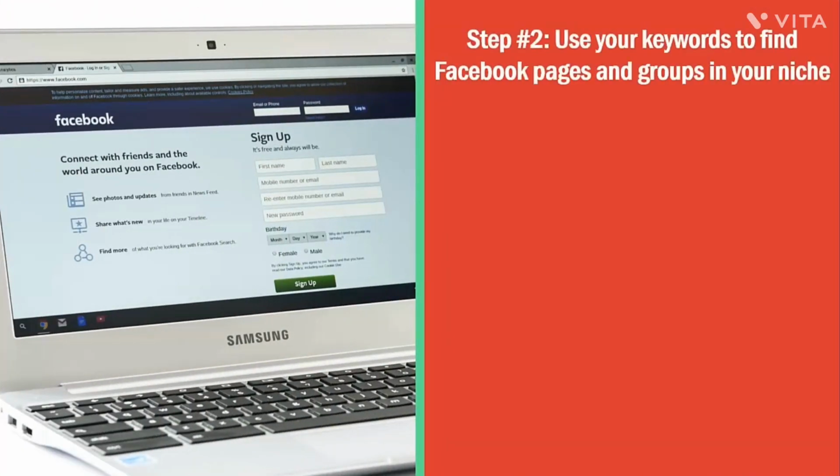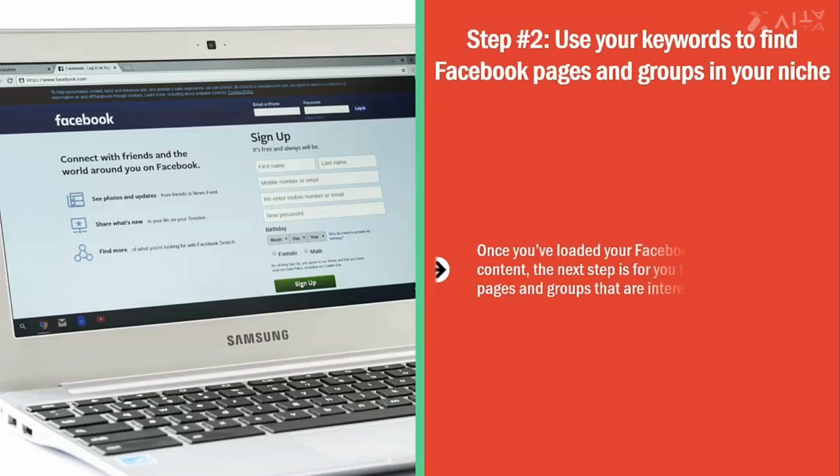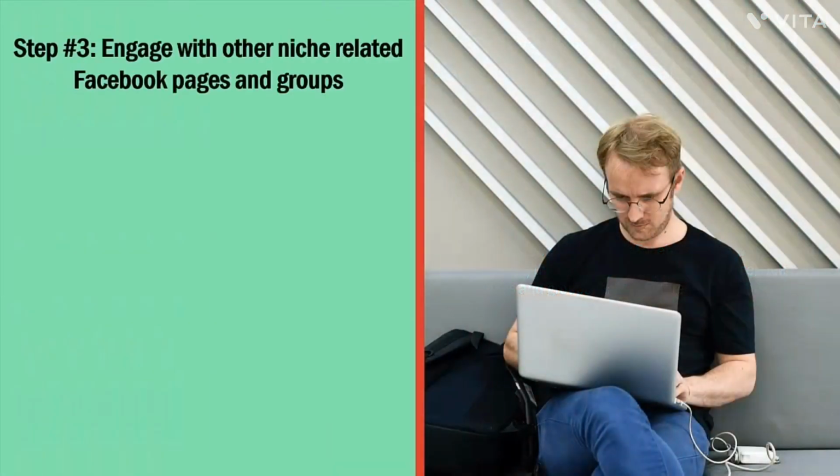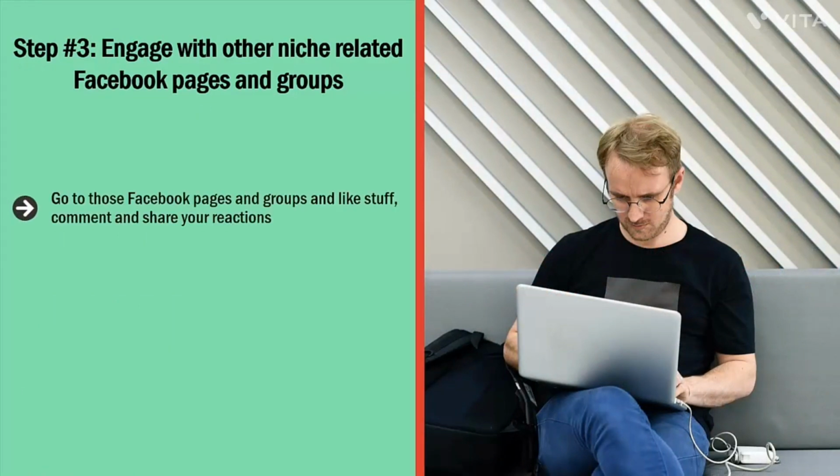Step number 2. Use your keywords to find Facebook pages and groups in your niche. Once you've loaded your Facebook page with curated content, the next step is for you to find Facebook pages and groups that are interested in your niche. Step number 3. Engage with other niche-related Facebook pages and groups. Go to those Facebook pages and groups and like stuff, comment, and share your reactions. You're not dropping any links at this point. You just want to be seen as an active member of the community.